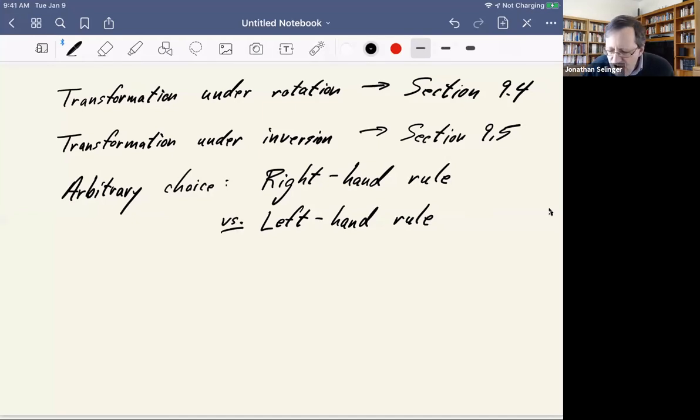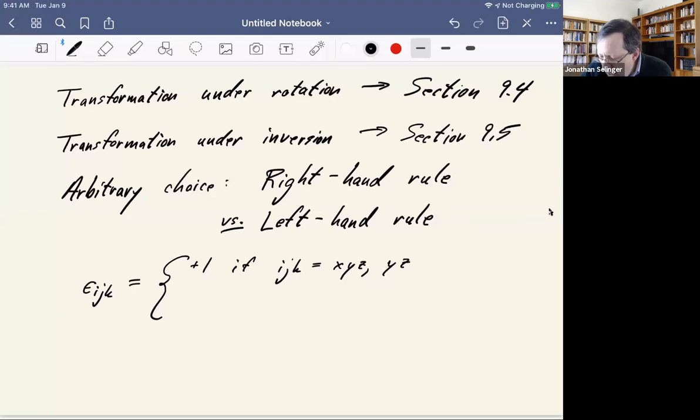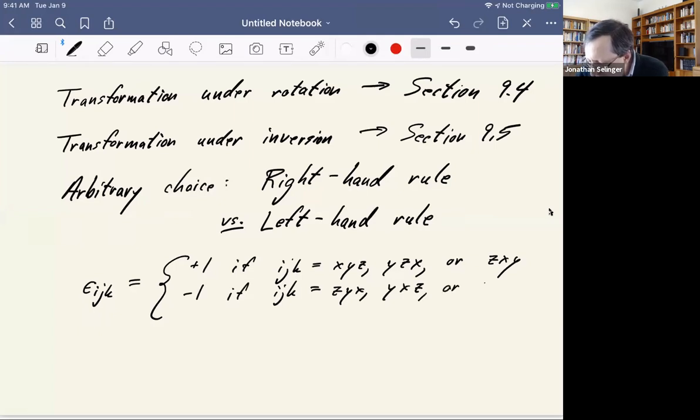Now, I showed you how to do cross products in terms of the Levi-Civita symbol. As you recall, the Levi-Civita symbol, epsilon ijk, is defined as +1 if i, j, and k are x, y, z, or y, z, x, or z, x, y, and defined to be -1 if i, j, k are z, y, x, or y, x, z, or x, z, y, and 0 otherwise.